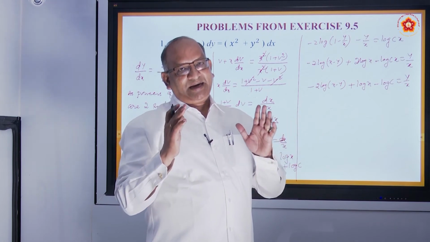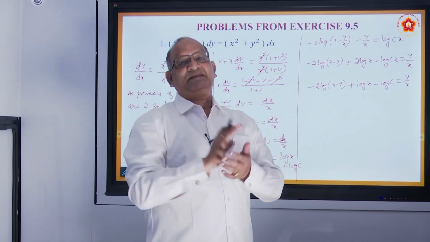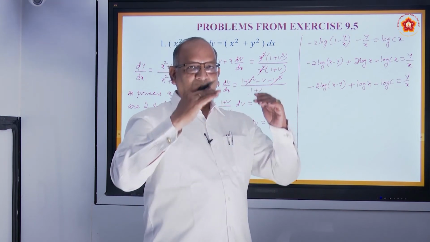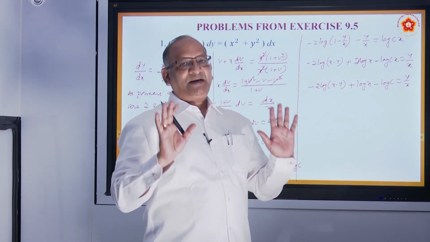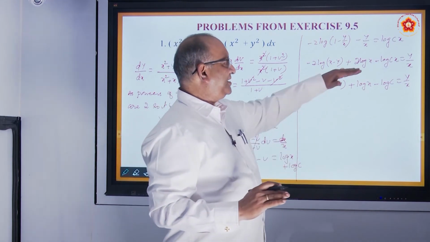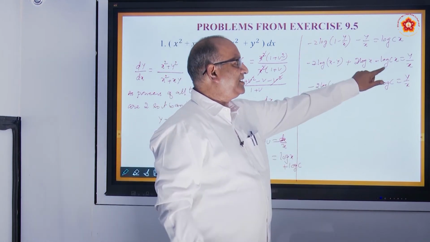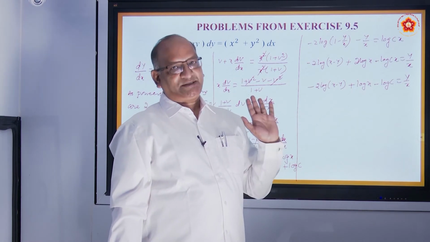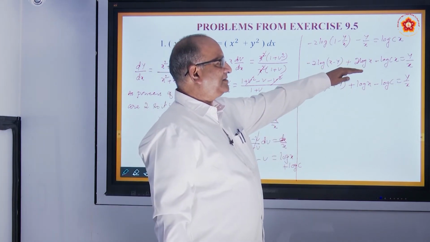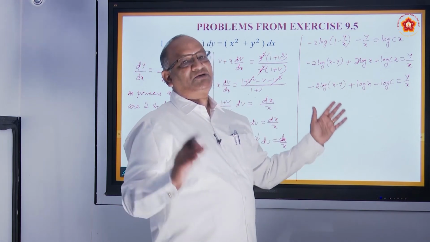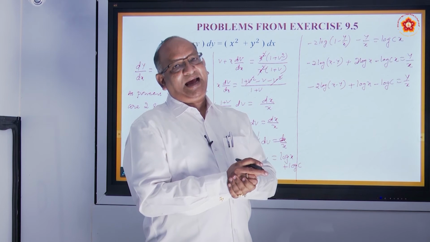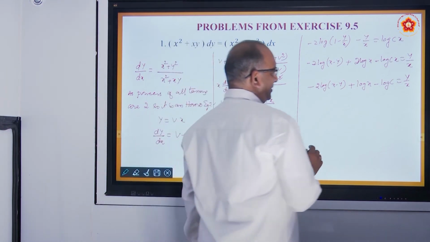Always we try to get the answer which is there in the textbook, we try to tally with the answer given, so we do further simplification. But the answer can be left here because there is no v here, it is only in terms of x and y and the constant. So that itself can be left as the answer, but we are simplifying it to see whether we can make it as simple as possible.